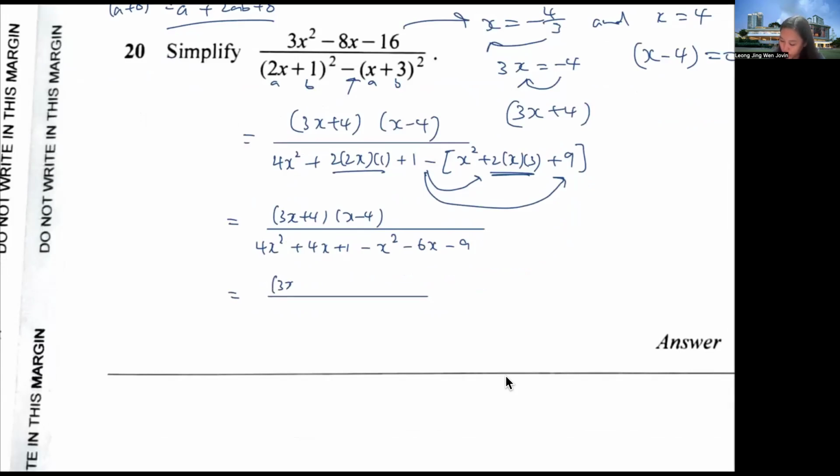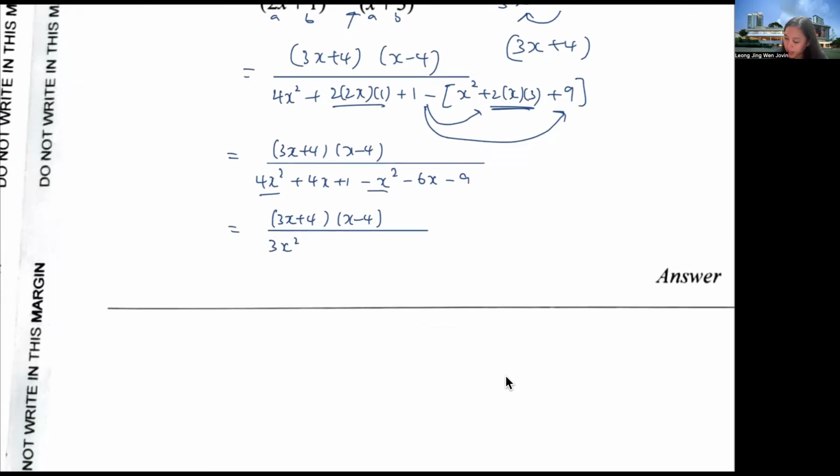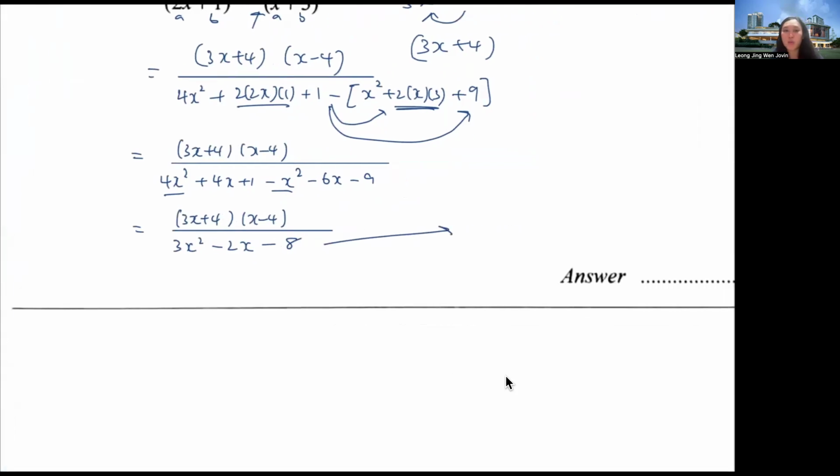So 3x plus 4, x minus 4. Whatever stays at the top, stays at the top. I didn't change anything, so just leave it as that. Simplify 4x squared minus x squared, I get 3x squared. 4x minus 6x, I get negative 2x. Plus 1 minus 9, I get negative 8. Same thing, I will get a quadratic expression over here. Maybe I can do a little side working: 3x squared minus 2x minus 8.